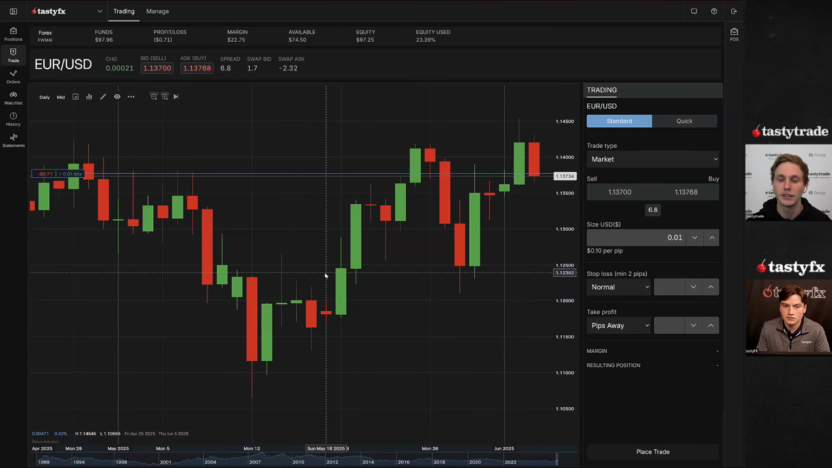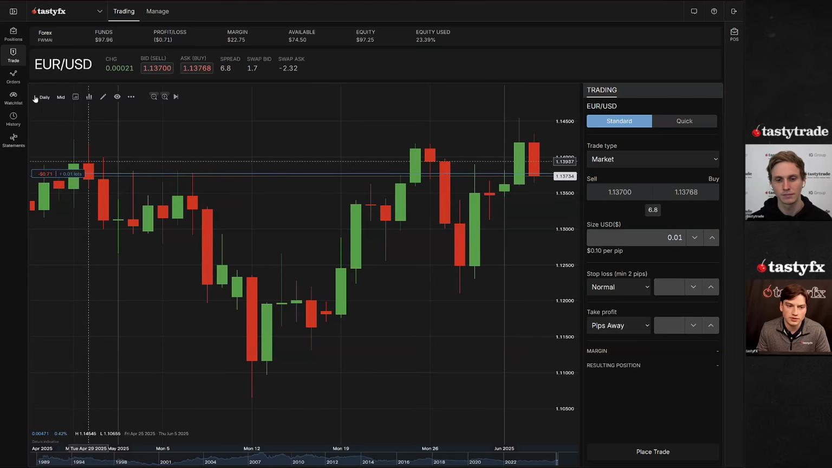So it's a little bit of a different functionality than you might expect when setting up bracket orders or OCO orders on the tastytrade platform. But once you get used to it, it is very intuitive and clean functionality that tastyfx offers through their interface.